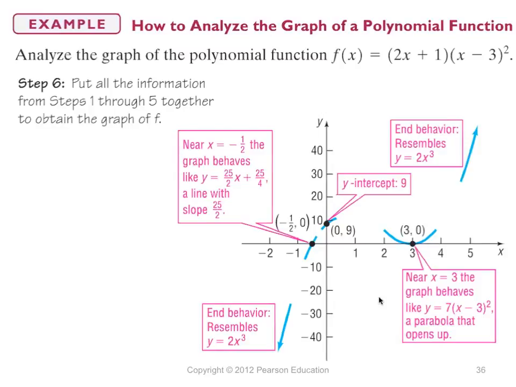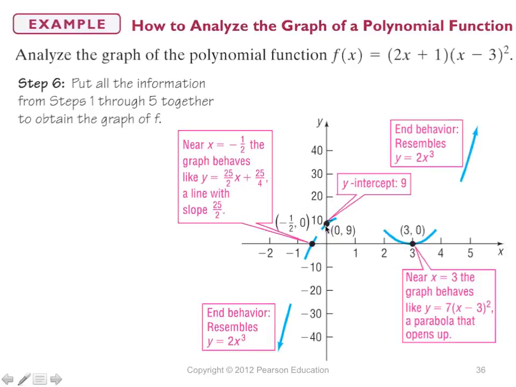Now we want to put all of this information together. So my suggestion is to first always plot your zeros. So we have a 0 at -1/2 and a 0 at 3. So we put those on there first. Then I would suggest putting in your end behavior. So we know that it looks like 2x cubed, which is going to go down on the left and up on the right. So I would always suggest putting an arrow going down from that last 0 and an arrow going up from that first 0.